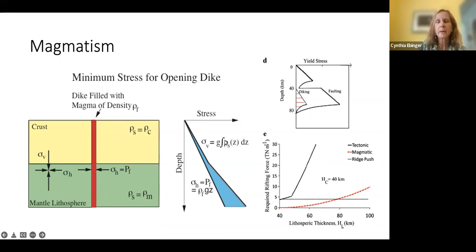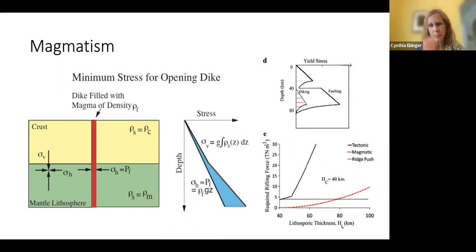So we have two layers that we'll have to break this integral down into. But here's our crust, it's got a rho C. Here's our mantle, it's got a rho M. And here's our magma that has a density rho F, or you can say it's a fluid density within that column. That material is much less dense than the mantle, and it may be equivalent to or even less dense than the crust.